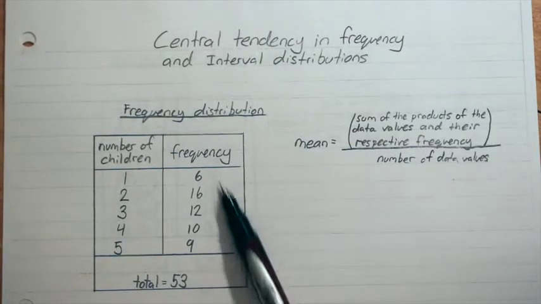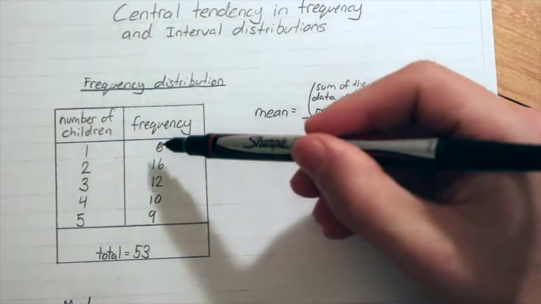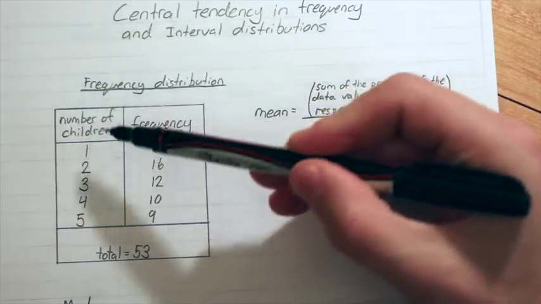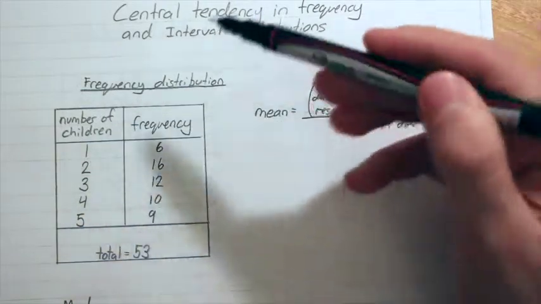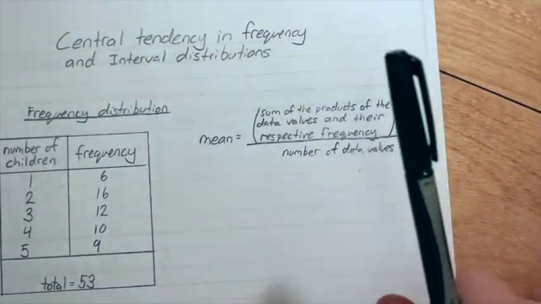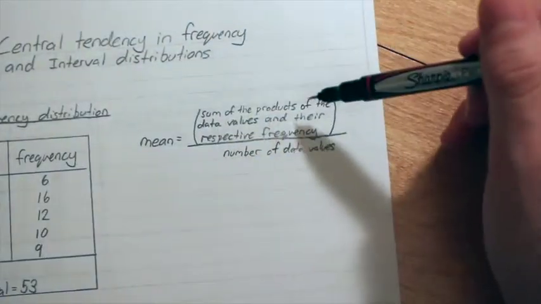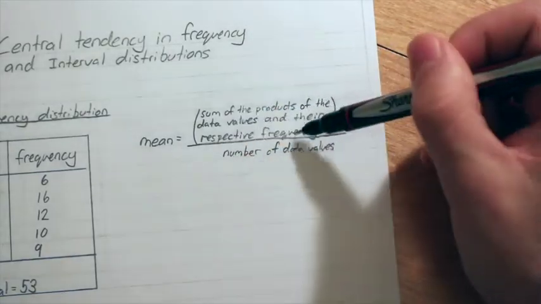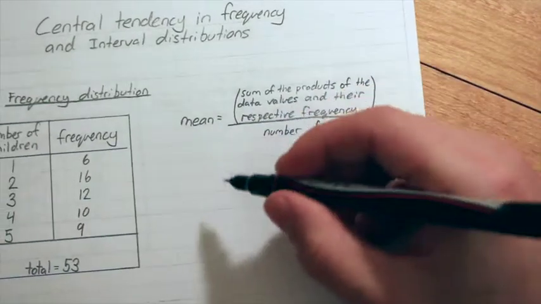So, given this format, how do we find the mean? Normally to find a mean, we add up all our values and divide by how many values we have. We're going to do the exact same thing, but instead of going 1 plus 1 plus 1 plus 1, 6 times, and then 2 plus 2 plus 2 plus 2, 16 times, and so on, we're not going to do addition, we're just going to do multiplication. The mean is the sum of the products of the data values and their respective frequencies. That looks like this.